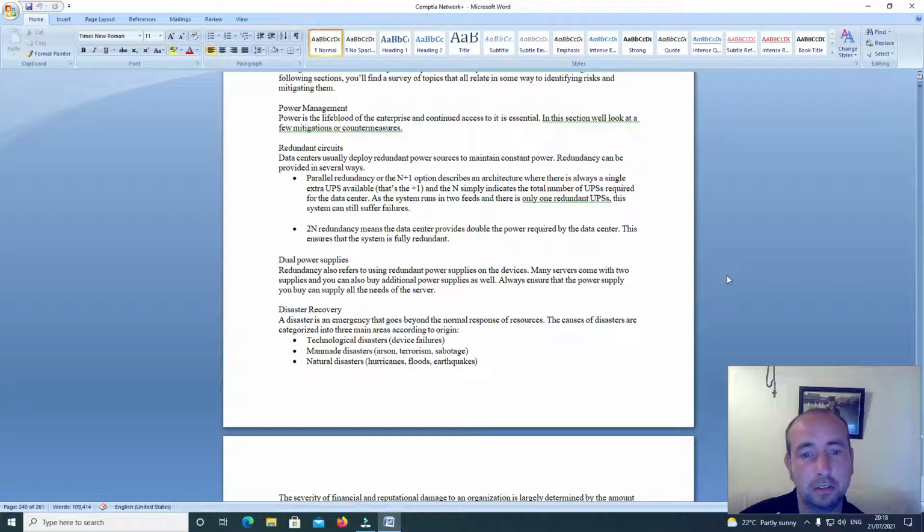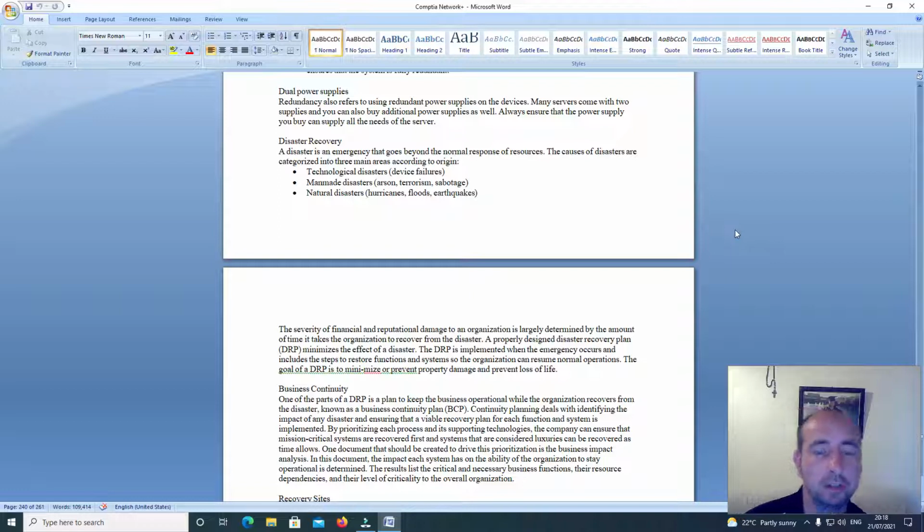Parallel redundancy, or the N+1 option, describes an architecture where there is always a single extra UPS available. That's the +1, and the N simply indicates the total number of UPSs required for the data center. As the system runs in two feeds and there is only one redundant UPS, this system can still suffer failures. N+N redundancy means the data center provides double the power required by the data center. This ensures that the system is fully redundant.